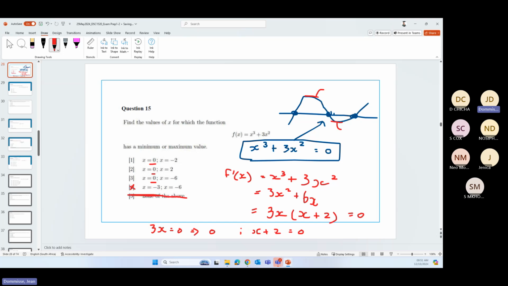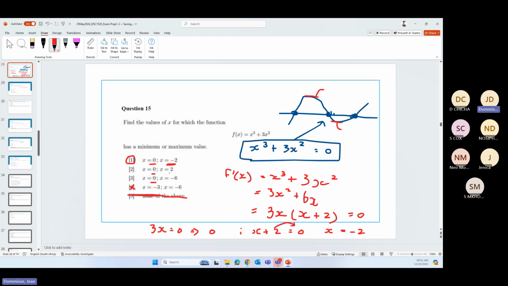And x plus 2 is equal to 0. So then I will take the +2 to the other side. So x is then equal to -2. And there we have it as -2.